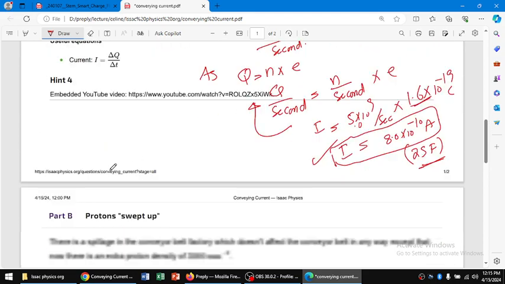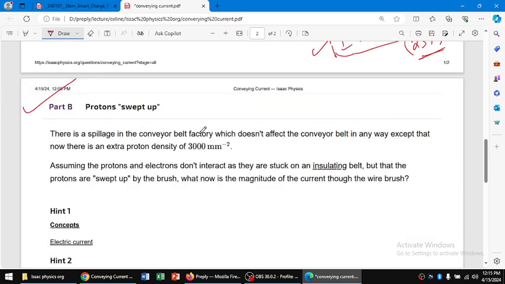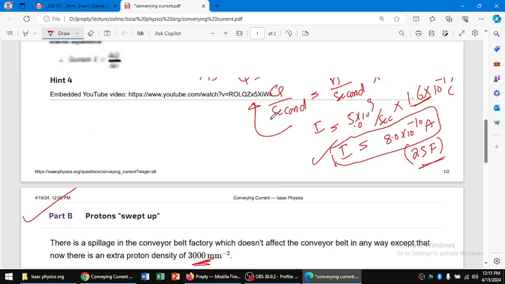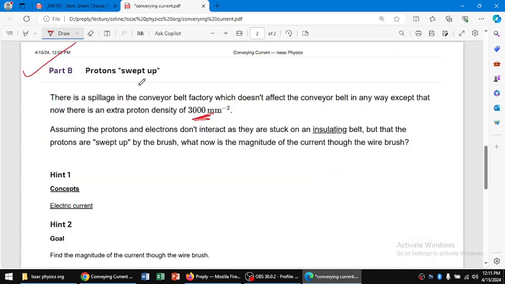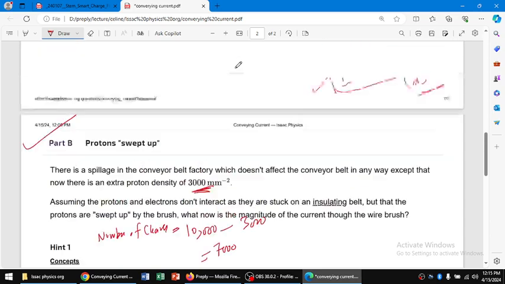Okay, now for part B, we are given that 3000 extra protons are produced. So if 3000 protons are produced, they balance the number of electrons, 10,000. So first we have to subtract. Number of charges is equal to 10,000 minus 3000, that gives us 7,000. Because 3000 protons neutralize the electrons, we are left with 7,000. So we follow the same steps.